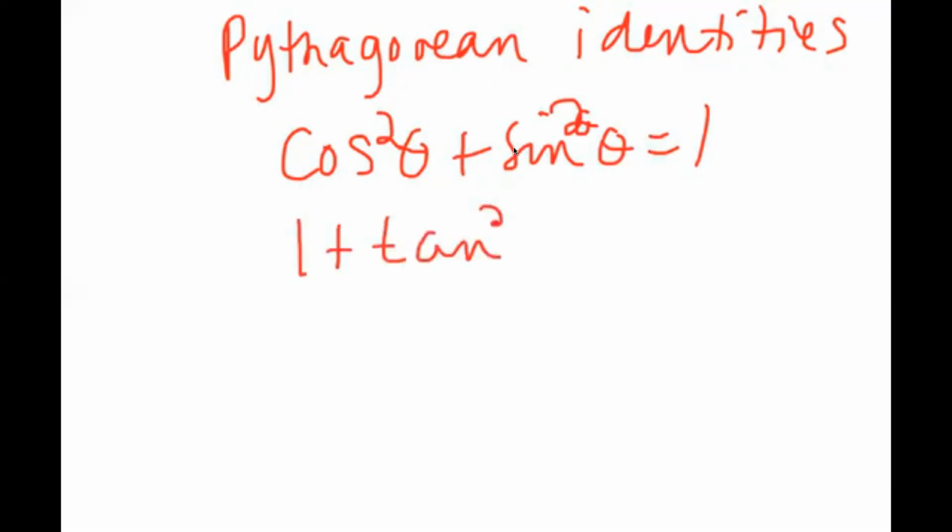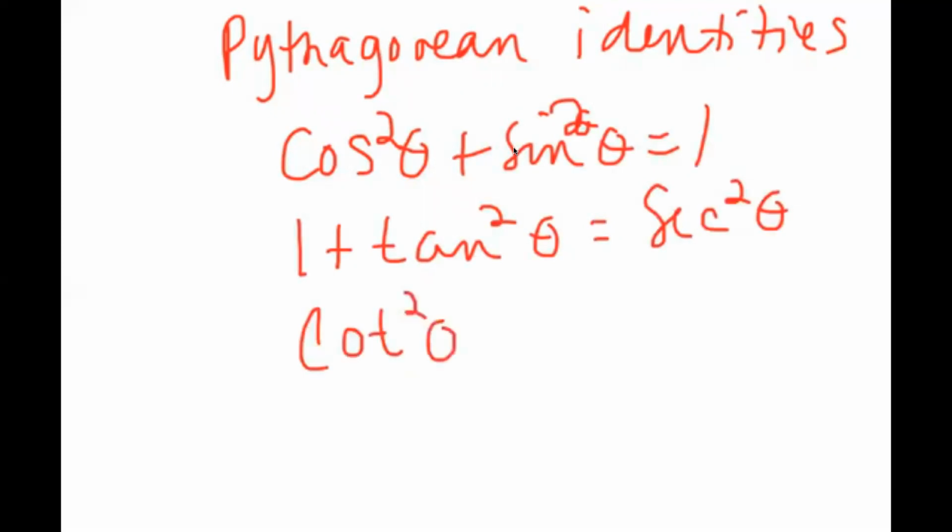Now, the next one is 1 plus tangent squared theta is equal to secant squared theta, which I am going to explain to you later on. I'm going to actually show you how to simplify that to get to secant squared theta. And then last but not least, we have cotangent squared theta plus 1 is equal to cosecant squared theta. I will prove both of these, as to how they become secant squared theta and cosecant squared theta, okay?